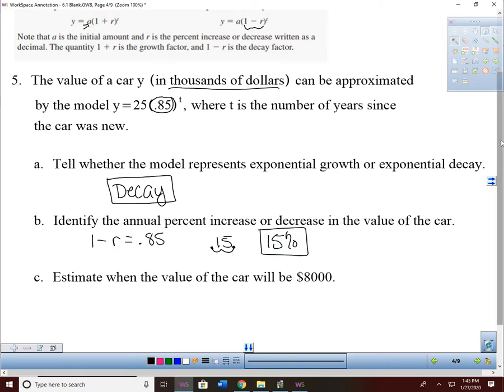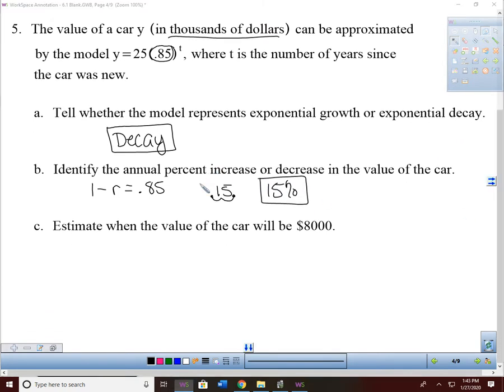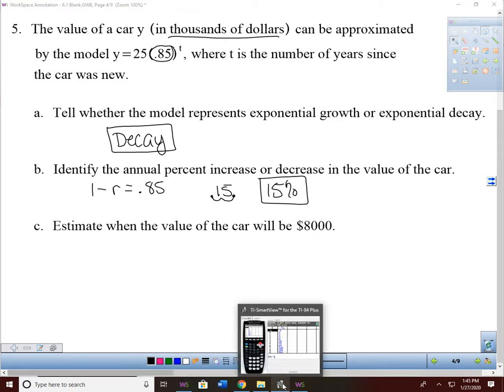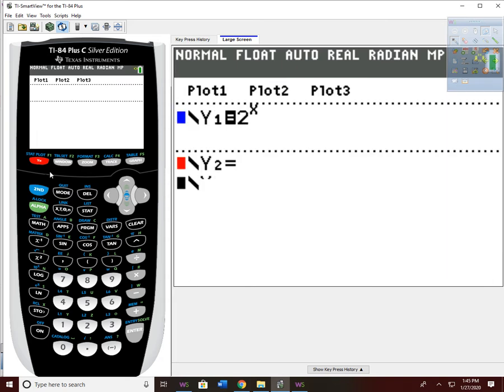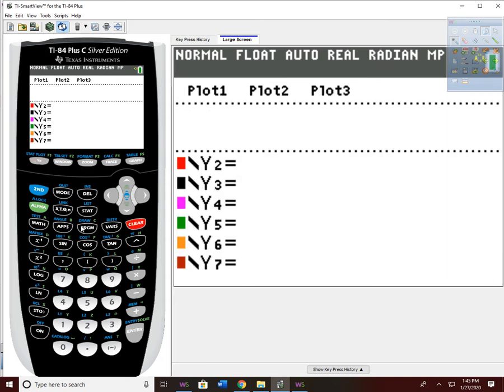So then it wants us to estimate the value when the car will be $8,000. So that's where I would recommend going to the calculator. You're going to put in this equation. So y equals 25 times 0.85 raised to the x. Now, x is the t, right, representing time. That's what we're looking for. And we're looking for a value of $8,000. So you have a couple of ways of doing this.